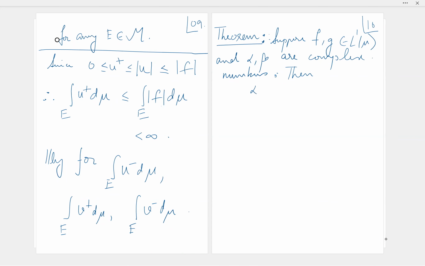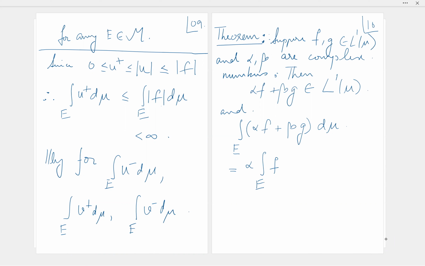So what are we showing here? What does this mean? Alpha F plus beta G is already in L1 mu. So provided we know that L1 mu is non-empty, what will the first condition here show you about L1 mu? Assume that it is not empty. Anybody? Ma'am, it is a vector space. Exactly. So showing you that it is actually a vector space.